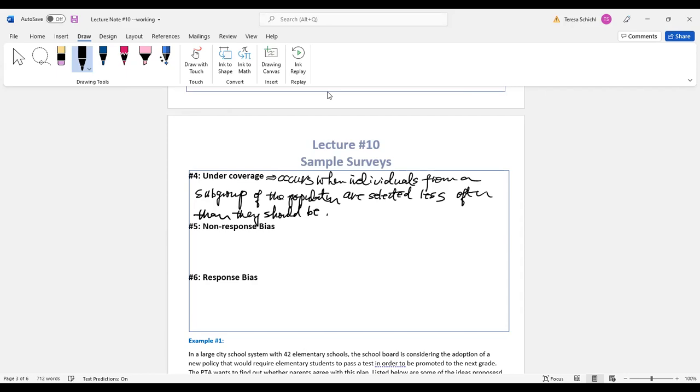Okay, so that's what we call the undercoverage. For example, for cities, if a certain population, for example, we have different races in cities, like maybe 19% Hispanic, 10% Asian, and maybe 15% African American. When you choose the samples here, your sample should have a similar percentage to your population.